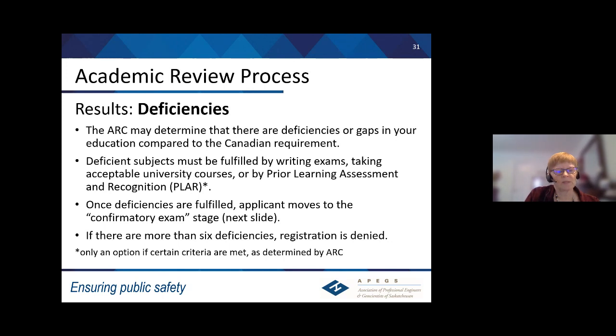So once the deficiencies have been filled, then an applicant would move on to what we call the confirmatory exam stage. If there are more than six deficiencies in your program, your registration would be denied and you would have to go and get some additional academic background in order to qualify, and then you could reapply.